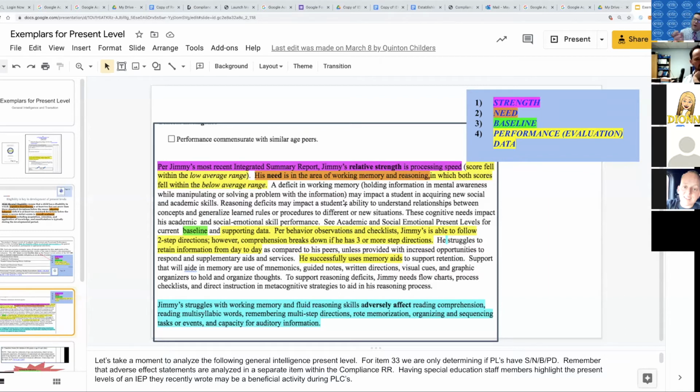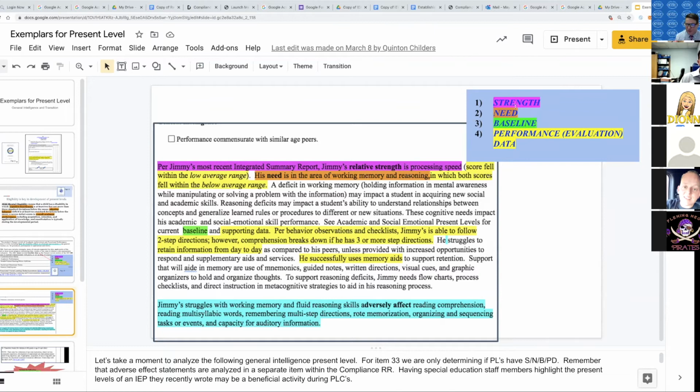So we're going to incorporate working memory types of special design instruction into their academic performance and their functional performance. And when we look for baseline, we're going to see academic and social emotional present levels, current baseline, and supporting data. So we're going to cite that, and we're going to push the person that's reviewing the file to look at the baseline that's established under functional performance and academic performance. And then we're going to develop a real well-developed adverse effect statement down here to take care of everything that needs to be taken care of.